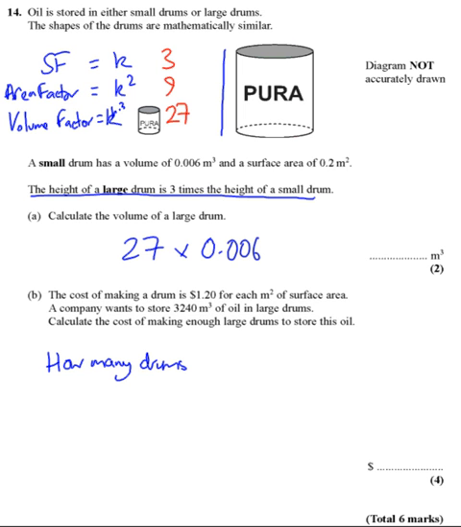We know the volume from the first part, it's 27 times 0.006, which is going to be about 0.17 or something. So let's say that's 0.17. So it's about 0.17, and that's the capacity of one oil drum. So if we need 3,240 meters cubed, then the number of oil drums we need is 3,240 divided by the volume of one drum, and that's going to come out as quite a lot. It's going to be about sort of 20,000.